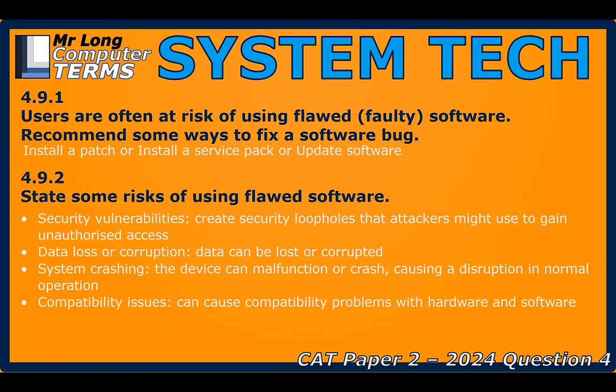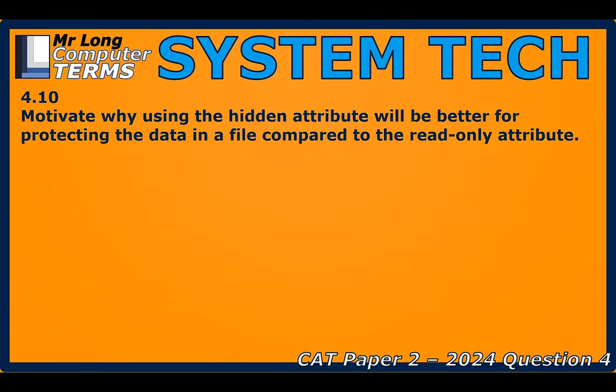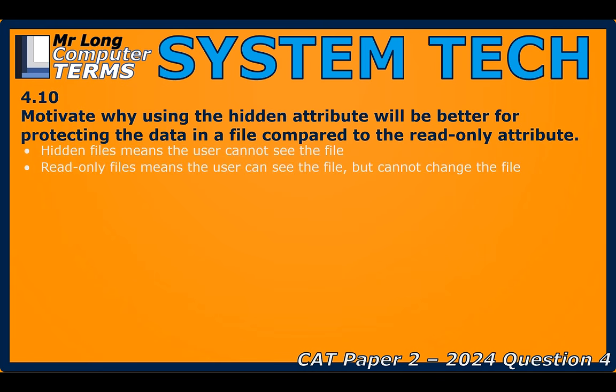Okay, speaking of keeping things safe, let's talk file protection. There's a subtle difference between making a file hidden and making it read-only. Why might using the hidden attribute actually be better sometimes for protecting data compared to just read-only? That's a good distinction to understand, and it really comes down to visibility versus modification permission. When you set a file's attribute to hidden by default, it just doesn't show up in your normal File Explorer view.